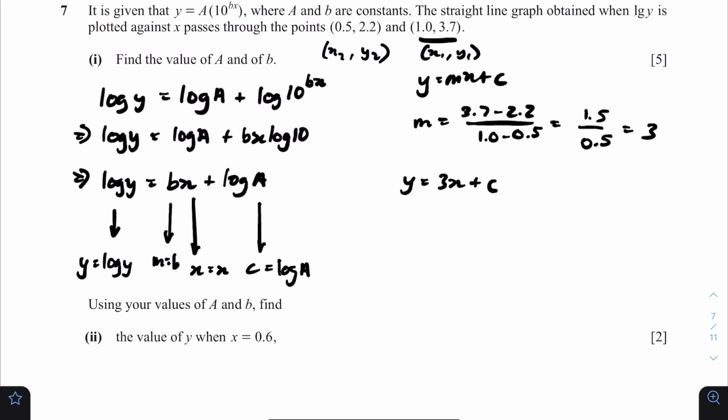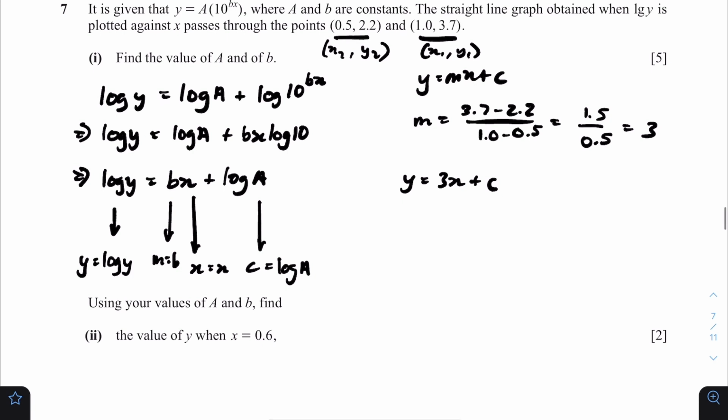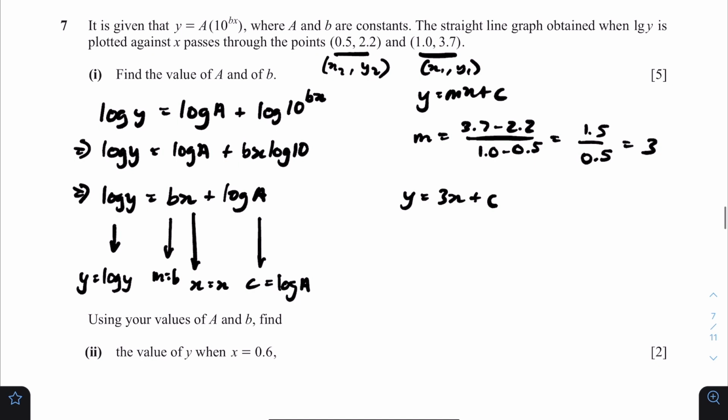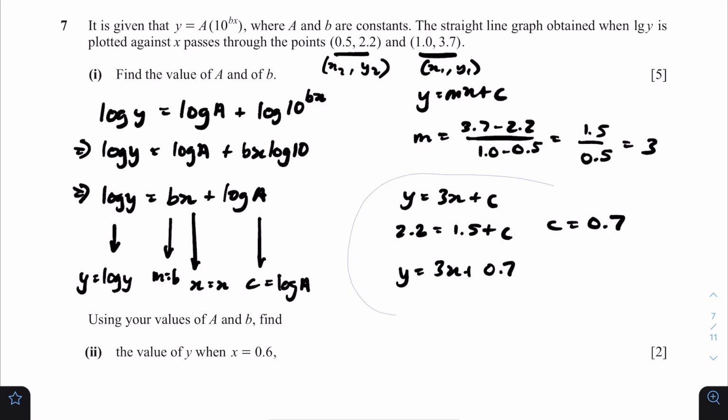And if we substitute one of the points there, we can find what c is. So let's take this point over here, 0.5 comma 2.2. So we have 2.2 is equal to 3 times 0.5, which is the same thing as 1.5, plus c. So c is equal to 0.7 then. We can check this with the other point, but we don't really need to. So we have our equation y equals 3x plus 0.7. And if we're finding the values of a and b, we have to compare. So let me just move this to the side.